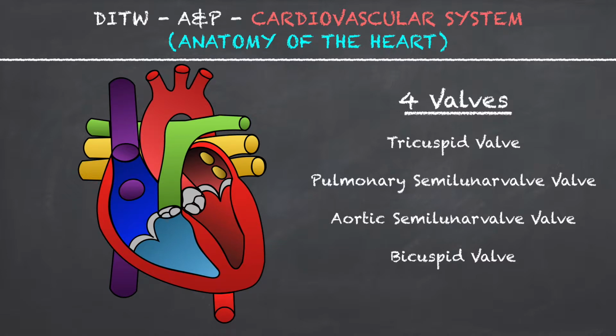The 4 valves in the heart are the tricuspid valve, which splits the right atrium and ventricle. You have the pulmonary semilunar valve, which separates the right ventricle from the lungs. So essentially, when the right ventricle contracts, that will push blood past this particular valve. You have the aortic semilunar valve, and when the left ventricle contracts, it will push blood into the aorta. And then we also have the bicuspid valve, which is the valve which separates the left atrium and left ventricle.